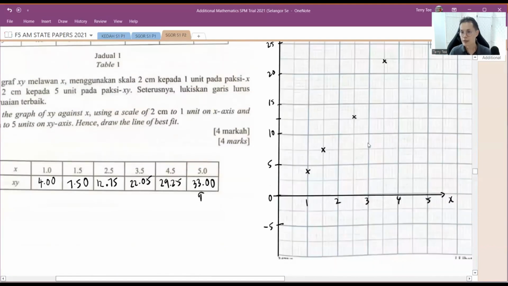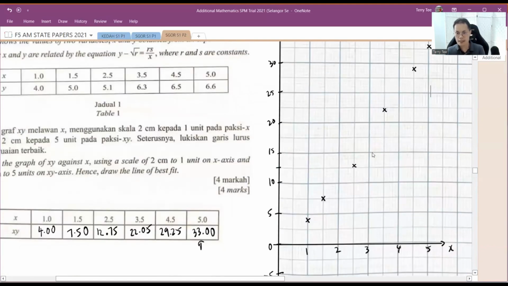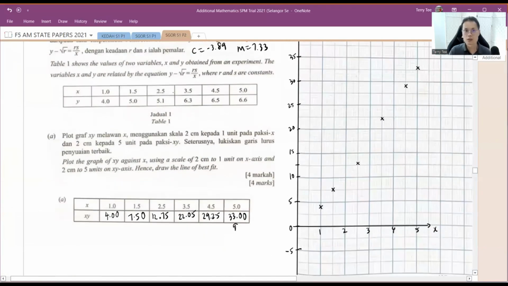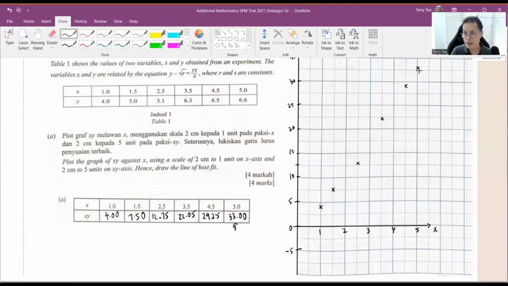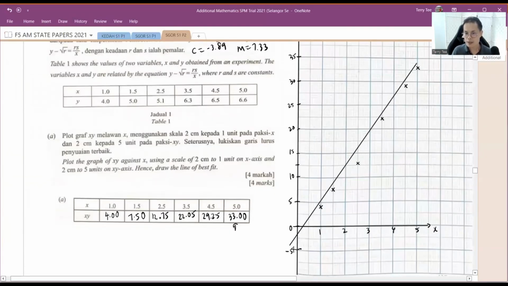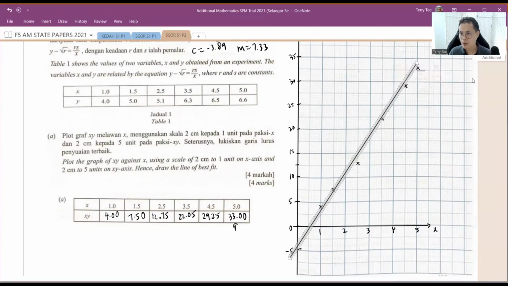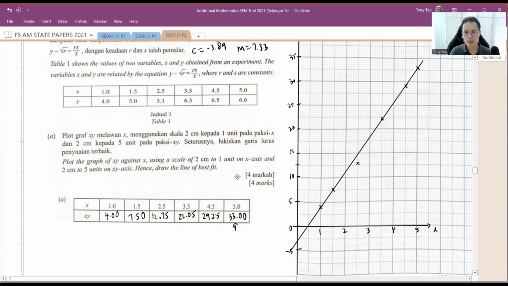Okay, now let's draw the line of best fit. My line of best fit must pass through as many points as possible, right? And balance if I can. I already know my y-intercept is around negative 3 point something. Now, notice that 1 point is out. Okay, let me adjust it, try to get a nice line. You notice 1 point is out.